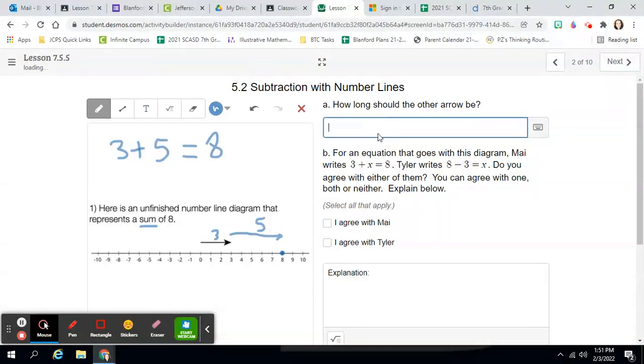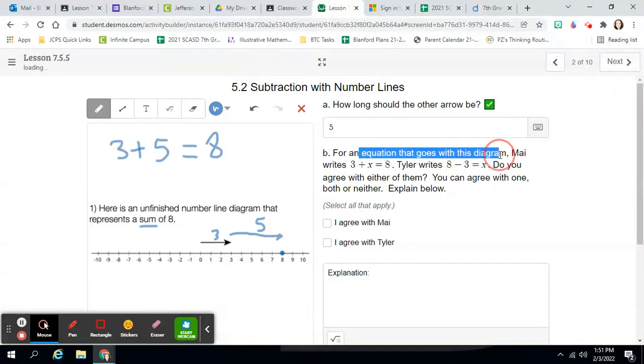So I'll go ahead and type in my answer. We know it has to be 5, which is good. Now, I did write an equation, but let's see what they say here. For an equation that goes with this diagram, Mai writes 3 plus x is 8. Tyler writes 8 minus 3 is x. Do you agree with either of them? And you can agree with one, both, or neither, but you do have to explain. So go ahead and pause and write your answer in for that.